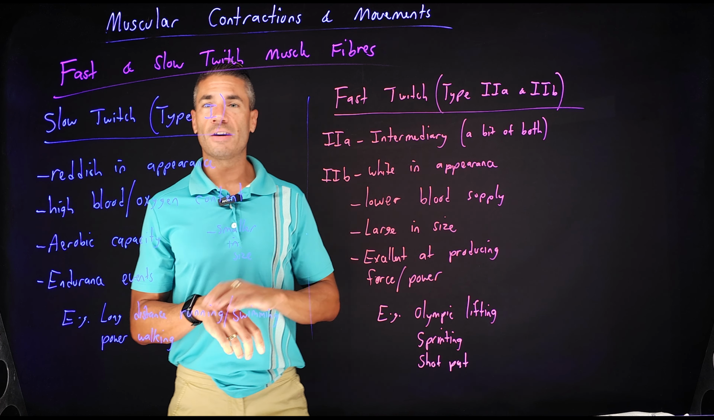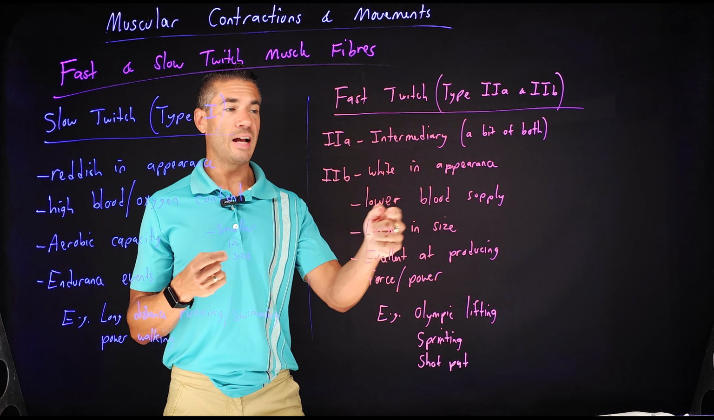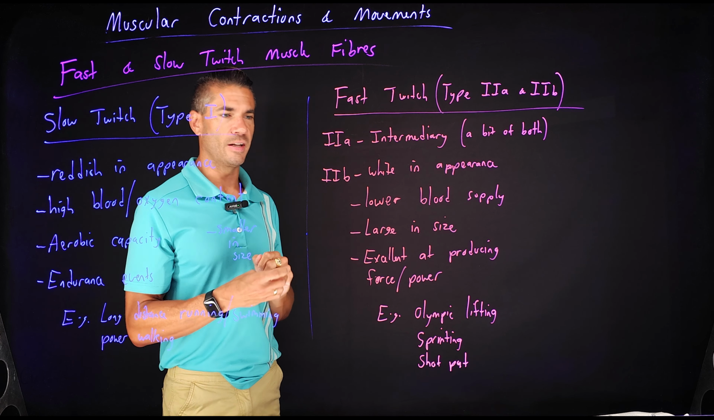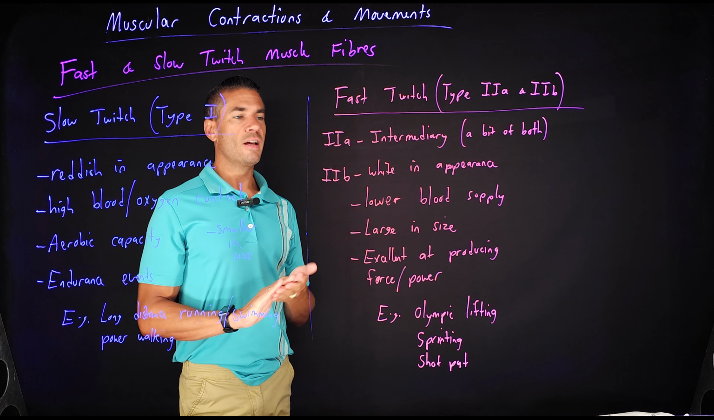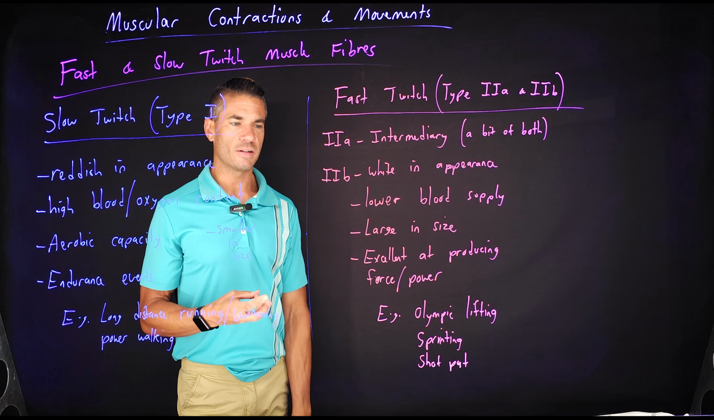So type 2B fibers under a microscope, they are white in appearance. They're white because they have lower blood supply, all right? So they're not getting oxygen because generally they don't need oxygen. And we'll talk about that in more depth when we get to energy systems, all right? They use something else for energy. They're generally larger in size, okay? They are excellent at producing force, power, strength, etc., okay?